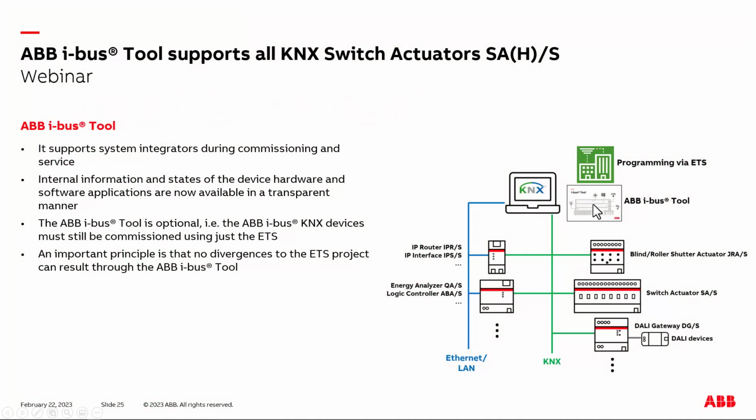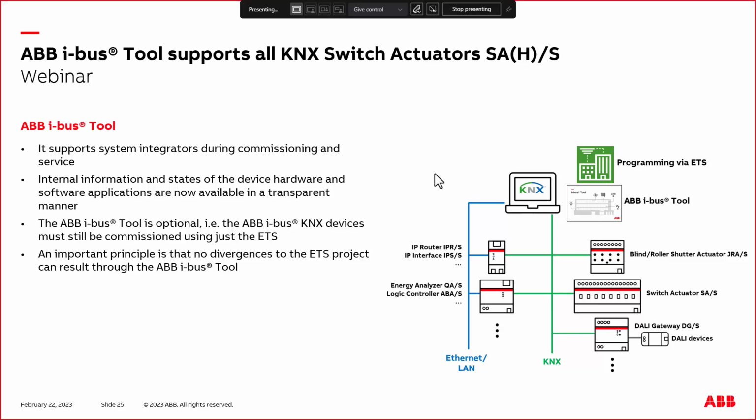What is the iBus tool? The iBus tool is a software which at first step is free of charge, so you have to pay nothing. It can be installed on any Windows PC, and it helps the system integrator during commissioning, service and diagnostic and so on. So with the iBus tool, we read out the parameter settings and some values of the KNX device. It's a point-to-point connection from the iBus tool to a KNX device and shows all available information in a transparent manner in a kind of visualization.